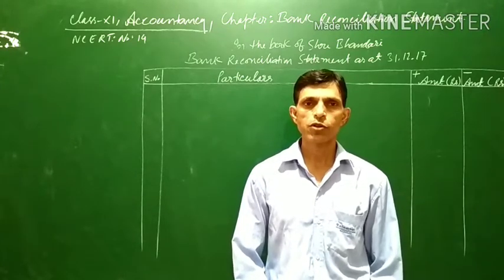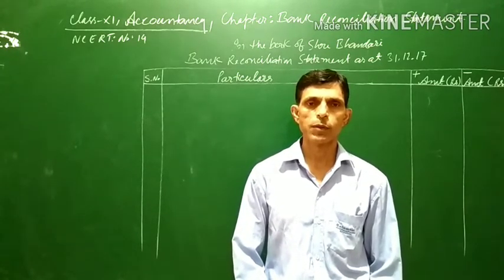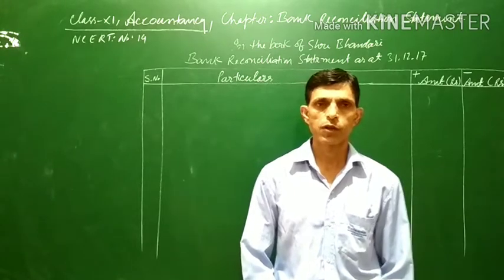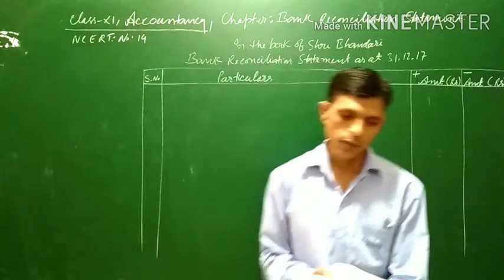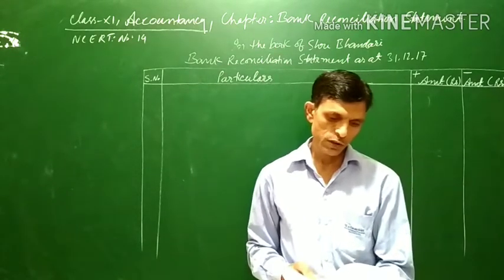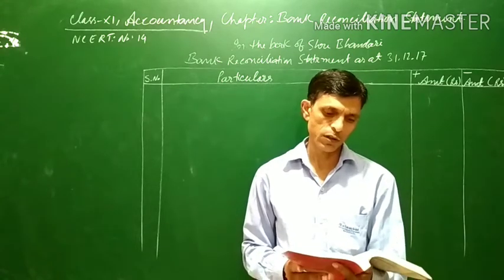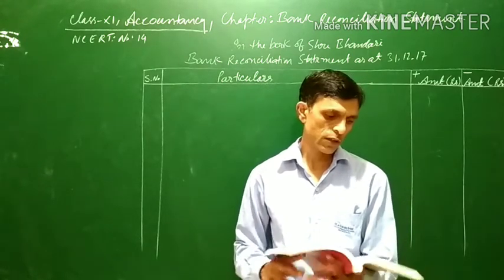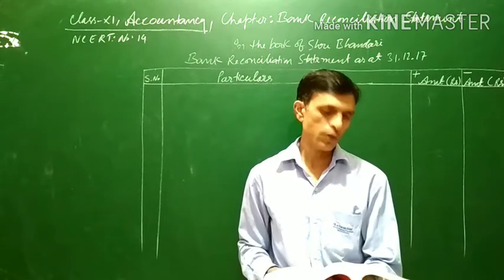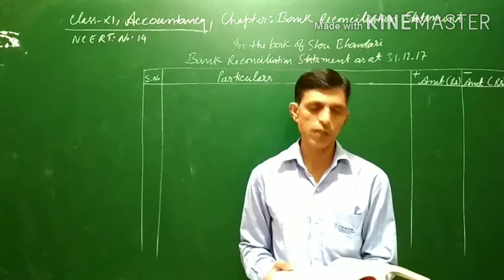In this video, we will solve question number 14 of the bank reconciliation statement. And moreover, we will be solving one more question. Here in the question, it is mentioned about the unfavorable balance. Till now, we have done favorable balance as per cash book and unfavorable balance as per cash book.